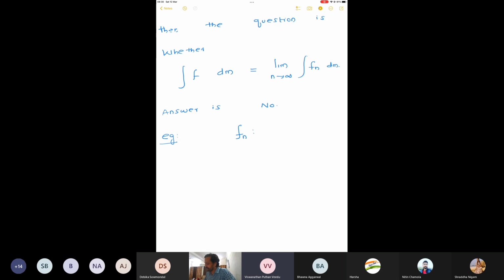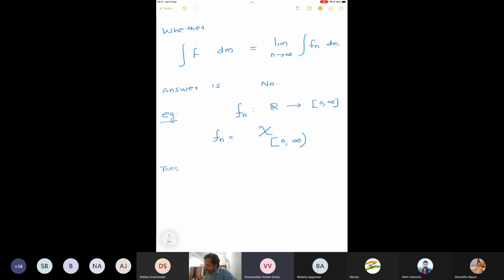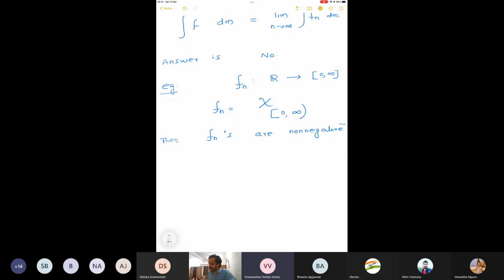You consider fn from R to 0 infinity defined as follows. fn is equal to the characteristic function defined on the interval n infinity, indicator function, or maybe you can include infinity so that the function will be real valued. Then fn's are non-negative, real valued, because the values it can take are only 1 and 0. Are they measurable? Yes, because it is a characteristic function on an interval, and intervals are measurable. Real valued measurable functions.